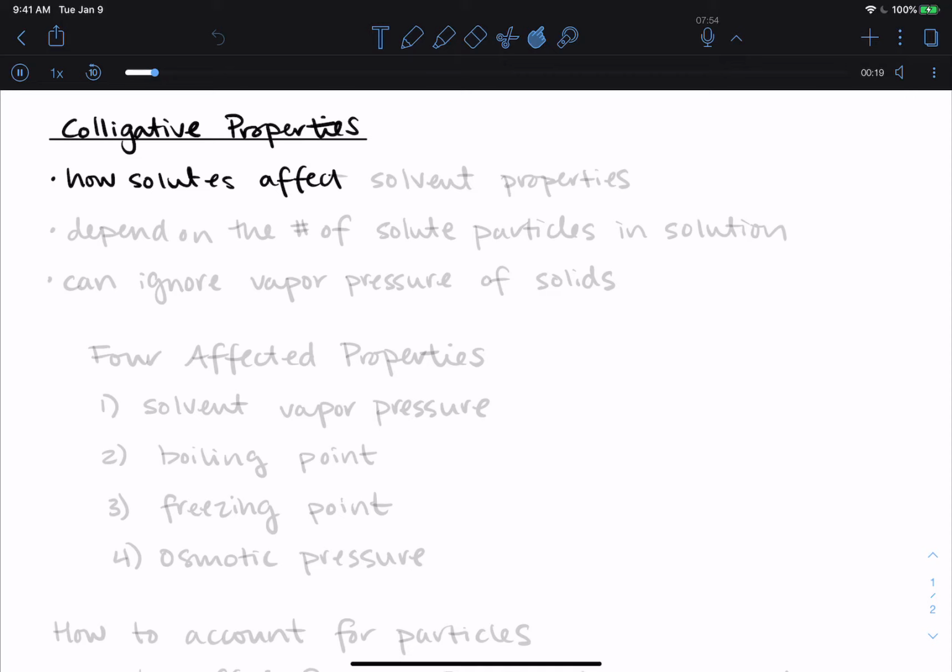The next few videos will go through something called colligative properties. So this is not anything that we've talked about up until this point. This is specifically how solutes affect solvent properties. So we'll be looking at the solvent, looking at what is dissolved in it, and then figuring out how the properties of that solvent have changed. So in general, colligative properties depend on the number of solute particles in solution.